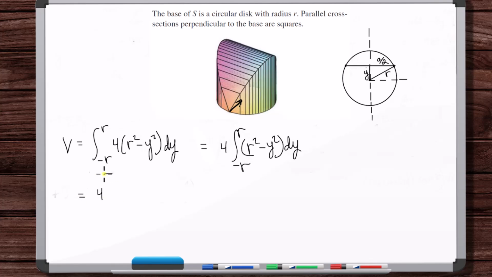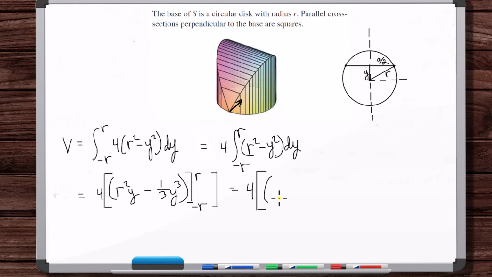So you've got r squared y minus 1/3 y cubed. And then we'll integrate this from minus r to r. So, okay, we plug in r, for y you get r cubed minus 1/3 r cubed. Okay, now minus, and then plug in minus r, and you get minus r cubed plus, because the minus r will stay minus here, 1/3 r cubed.